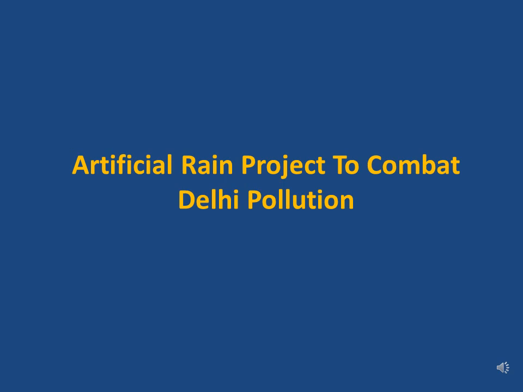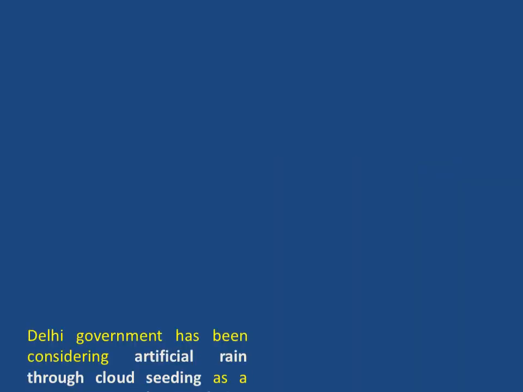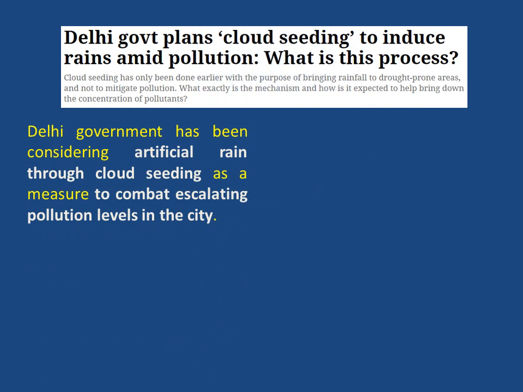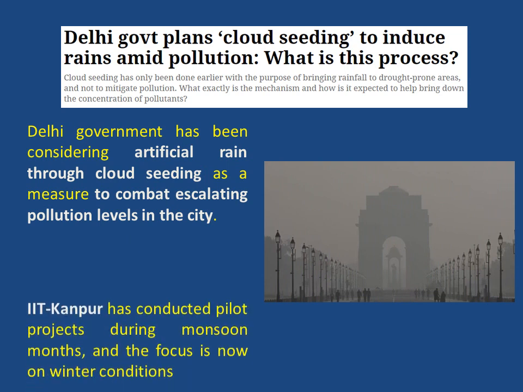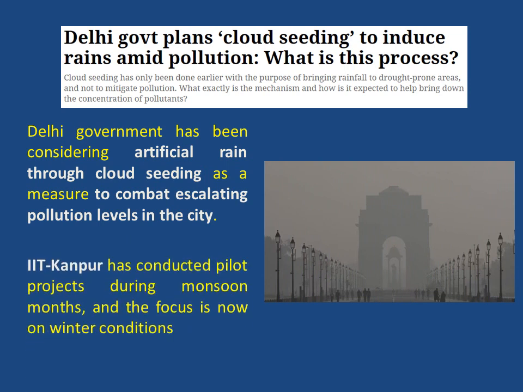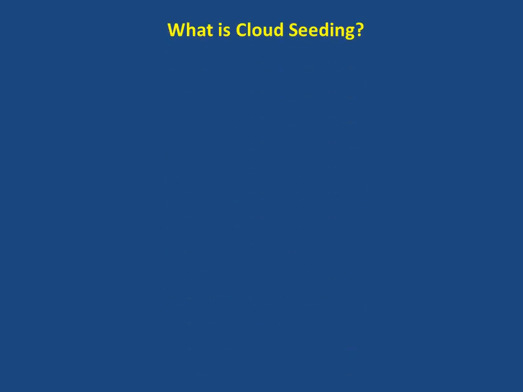Artificial rain project to combat Delhi pollution. The Delhi government has been considering artificial rain through cloud seeding as a measure to combat escalating pollution levels in the city. IIT Kanpur has conducted pilot projects during the monsoon months, and the focus is now on the winter conditions. What is cloud seeding?